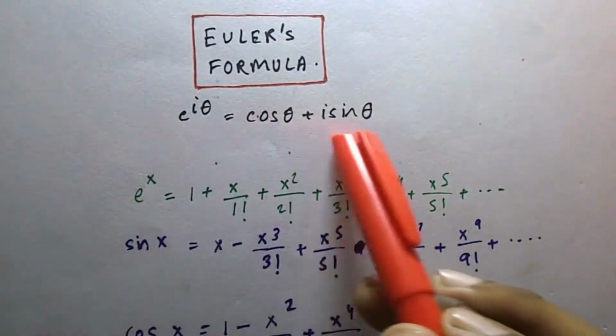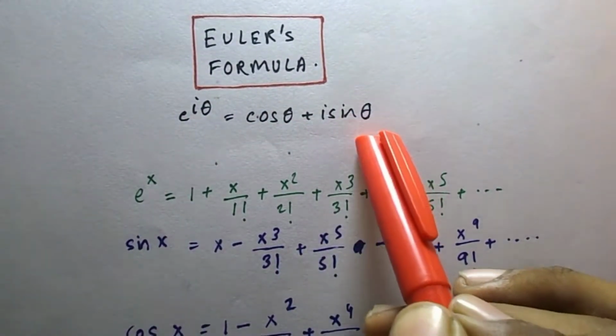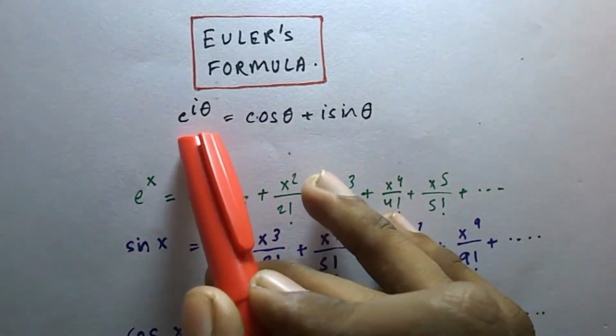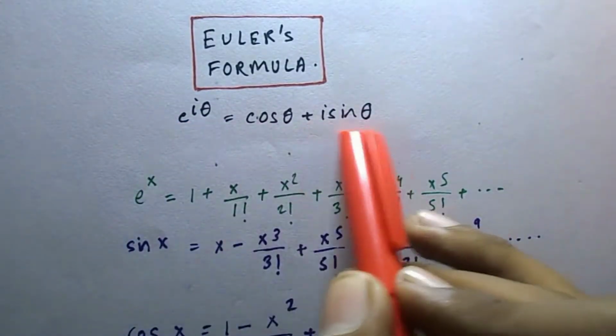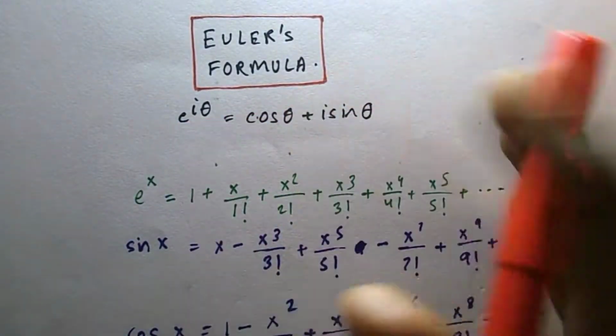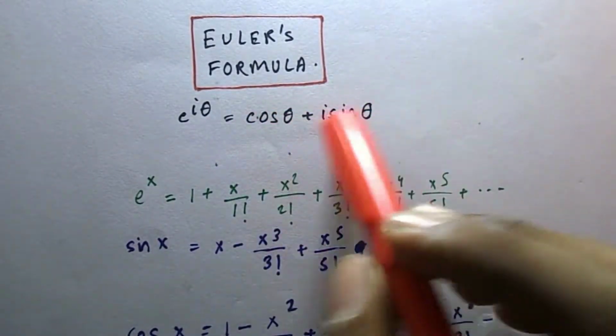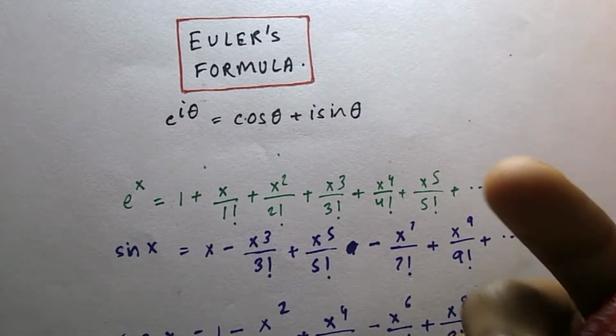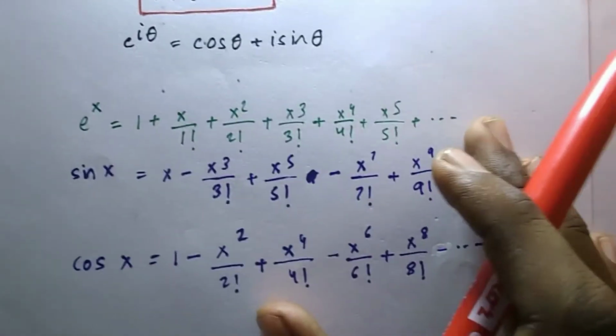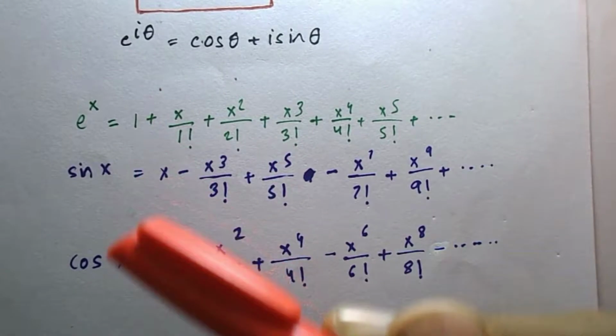Now if you see, this is Euler's formula. Euler's formula establishes a relationship between e to the power i theta, that's an exponential function, and a trigonometric function, that is cosine theta plus i sine theta. Now we are going to derive this. Before deriving this, just see these three series.